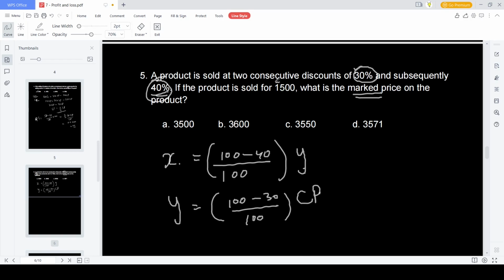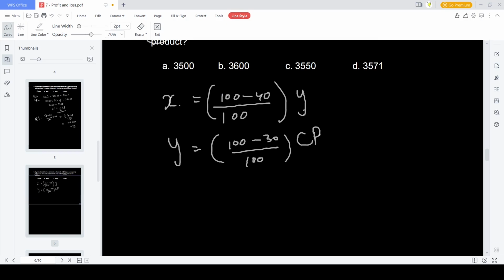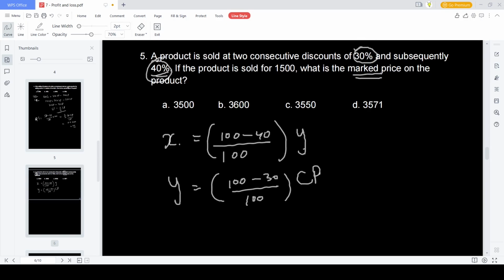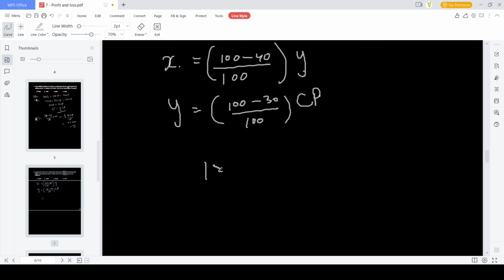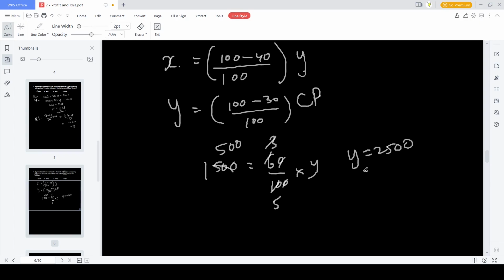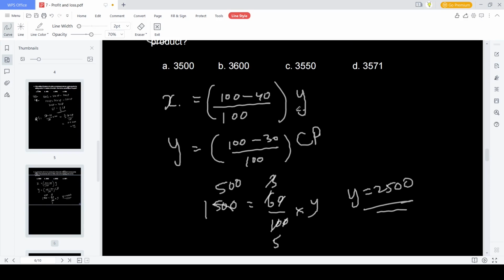Now the product is sold at 1500, so they've given us this price, and we need to find the marked price on the product. If we substitute 1500 here, we get 1500 is equal to 60 by 100 into Y. This cancels 3 times and 5 times, this cancels 500 times, and Y comes as 2500. So after the second discount, the price drops from 2500 to 1500.